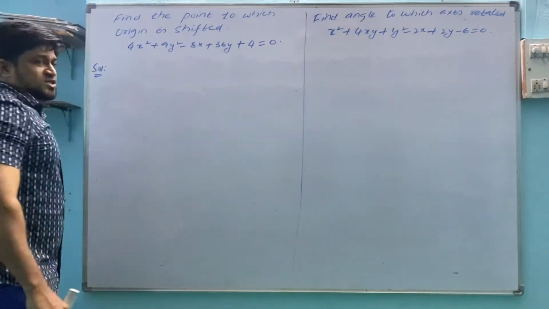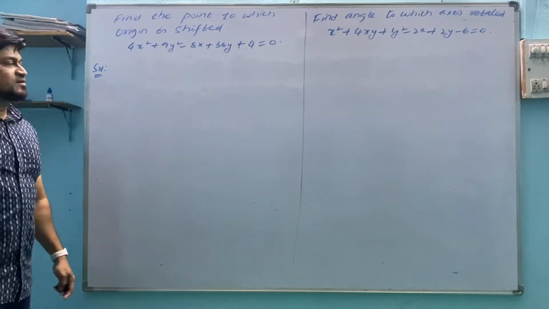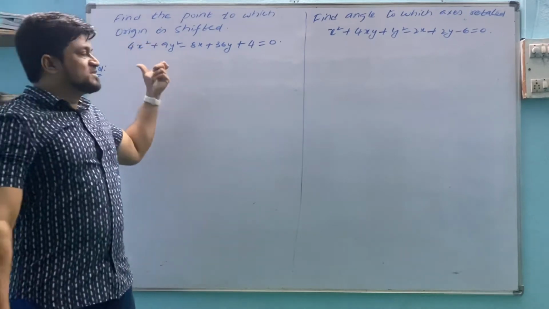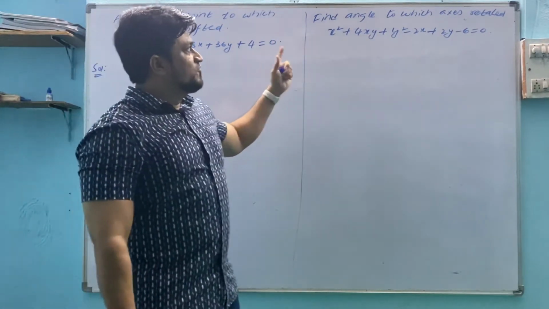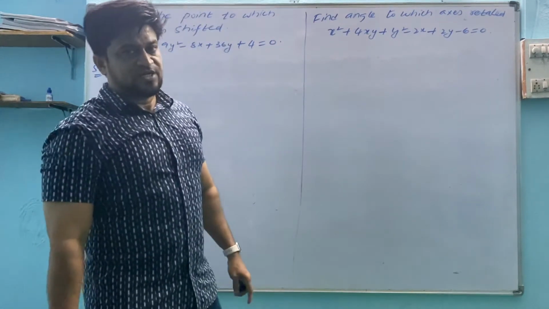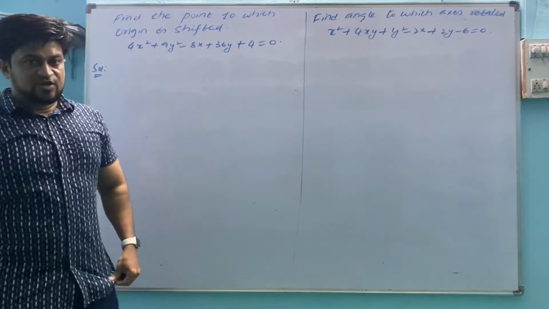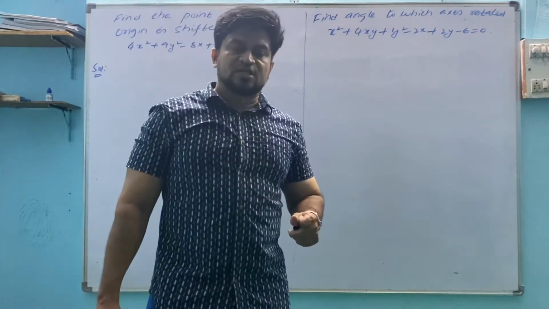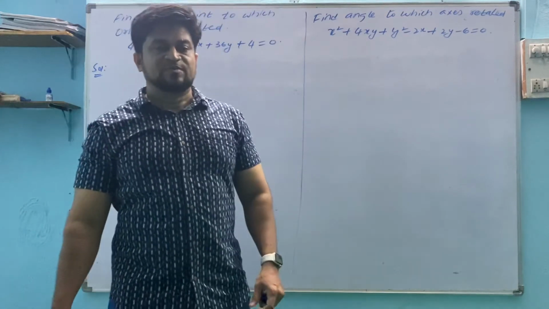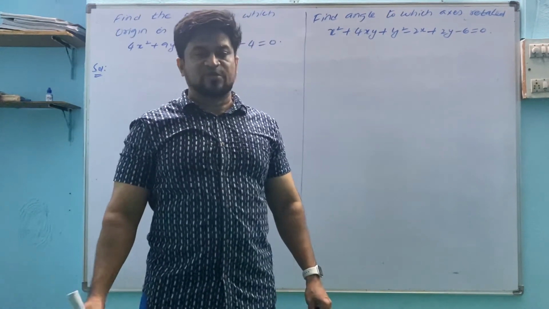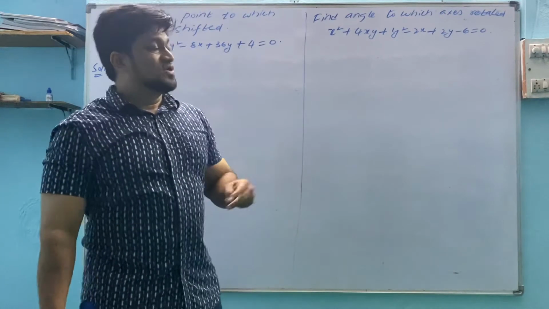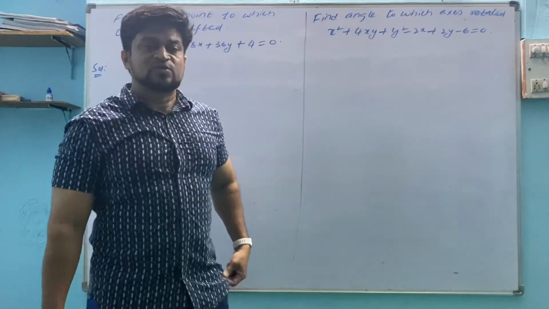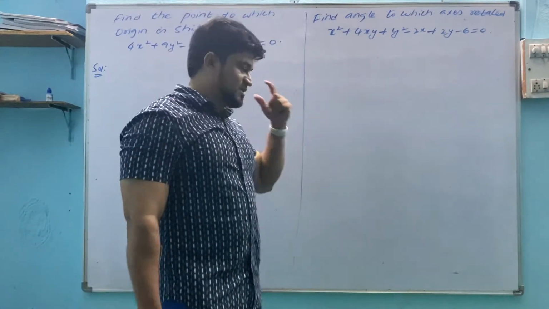These are the last two questions of the unit, in which we find the point to which the axis is shifted and the angle to which the axis is rotated. I have given you both the formulas in the first video. You can check this one. Point equals hf minus bg by ab minus h square and gh minus af by ab minus h square, whereas the angle theta equals 1 by 2 tan inverse of 2h by a minus b.